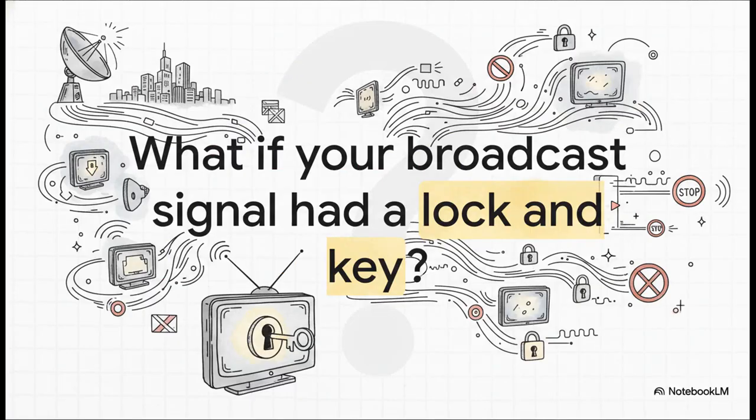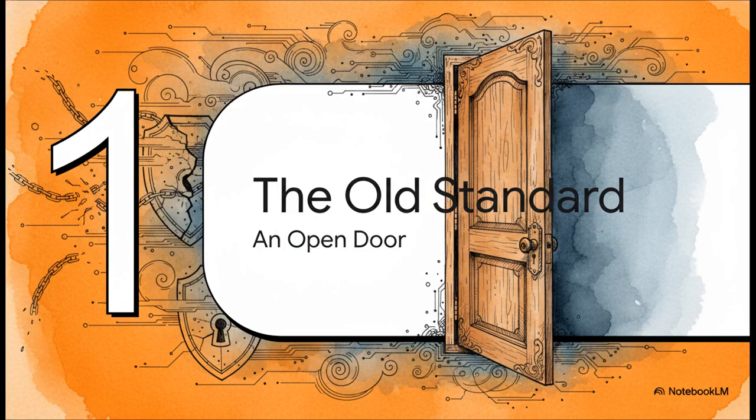So to get us started, let's just think about this one question. What if your broadcast signal, the one going out over the air for free, what if it had its own lock and key? What if you could decide exactly who watches your stuff and even how they watch it? Now, to really get why this is such a huge deal for ATSC 3.0, you gotta look back at the old standard. Its biggest weakness? Well, it was basically just an open door.